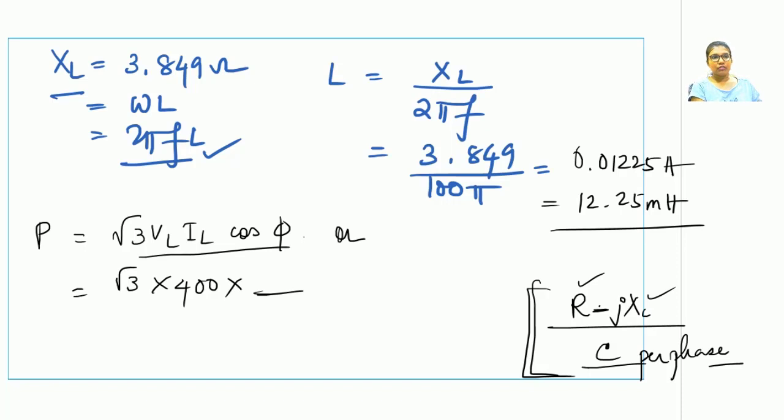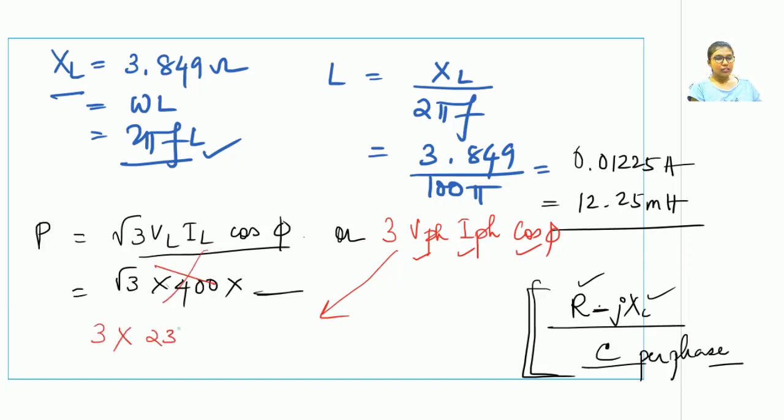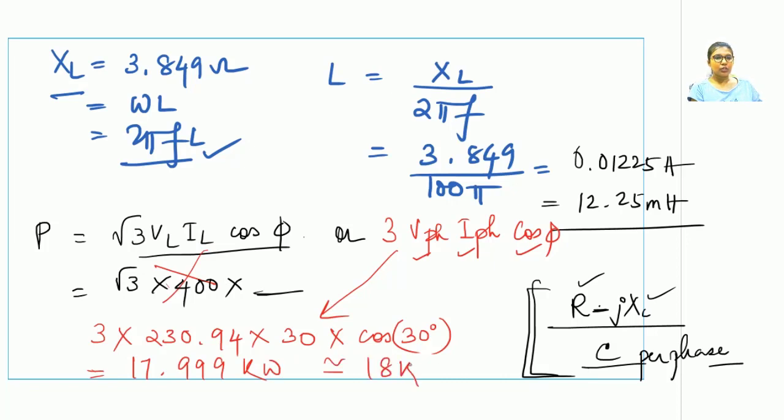There is another expression for it, and that has to be used over here, which is 3 times V phase I phase cos phi. All these values are known to us. So let us substitute this expression for real power consumption for this numerical and not this expression. So 3 multiplied with 230.94, 30 is the phase current and cos phi is cos of 30. That will come out to be 17.999 kilowatts, which is nearly equal to 18 kilowatts. So these are the various ways in which you can solve the 3-phase numerical questions.